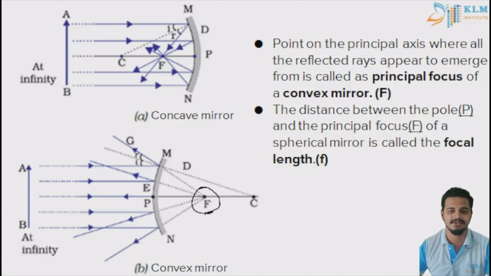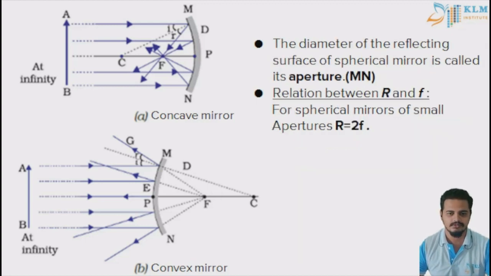The distance between the pole and principal focus of a spherical mirror is called the focal length, you guys. The focal length is represented by small f and capital F is the principal focus. Please don't get confused between these two. The diameter of the reflecting surface, which is MN, is called the aperture.